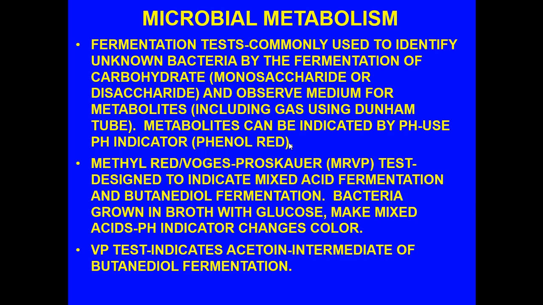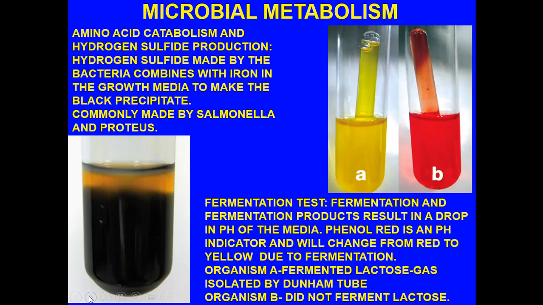The methyl red Voges-Proskauer test, as I mentioned to you before, is designed to indicate mixed acid fermentation and butanediol fermentation. The bacteria are grown in broth with glucose. They make mixed acids, and therefore the pH indicator will change color. And then you have just the plain VP test, which indicates acetoin, which is an intermediate of butanediol fermentation.